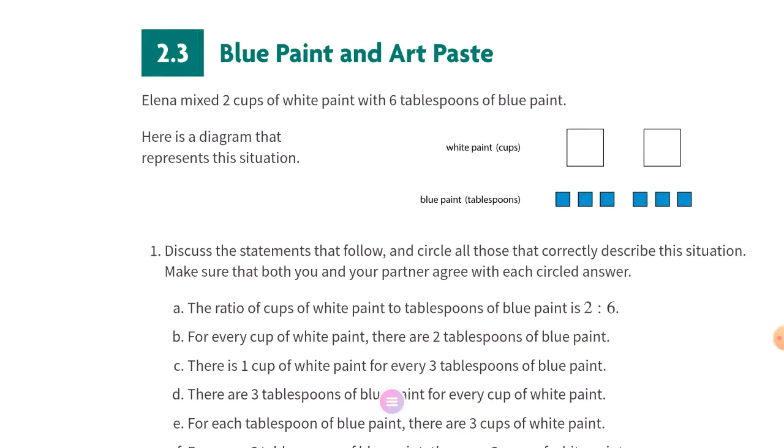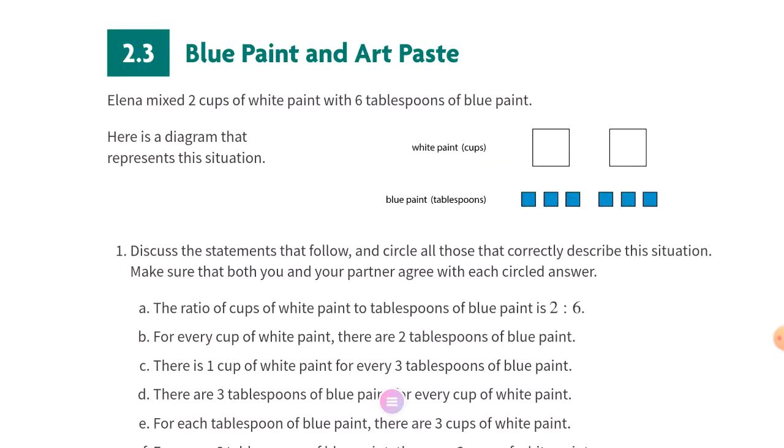Blue paint and art paste. Alina mixed 2 cups of white paint with 6 tablespoons of blue paint. Here is a diagram that represents the situation. Discuss the statements that follow and circle all those that correctly describe the situation. Make sure that both you and your partner agree with each circled answer. I'm your partner.